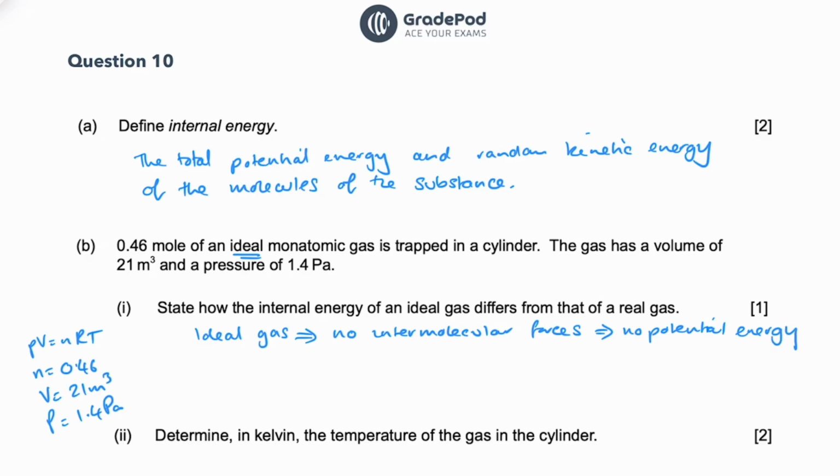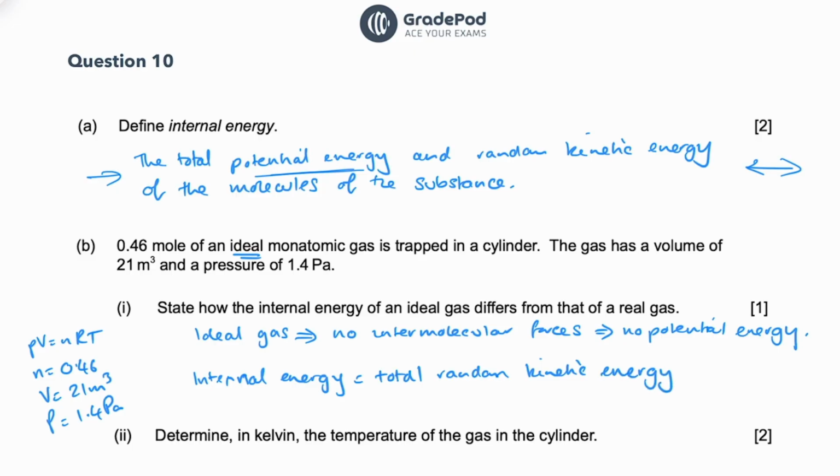And if you go to this equation or definition up here, we're looking at the total potential energy and random kinetic energy of the molecules. Well, if there's no potential energy in an ideal gas, then the internal energy of an ideal gas is just equal to the total random kinetic energy. There's no sum allowed for the potential energy because there is no potential energy. The intermolecular forces are 0.